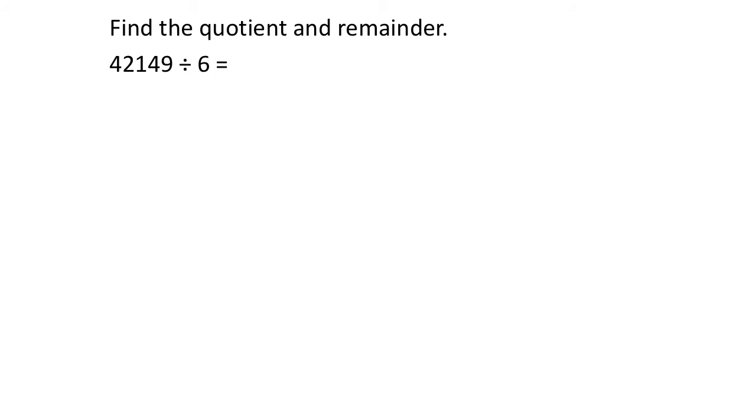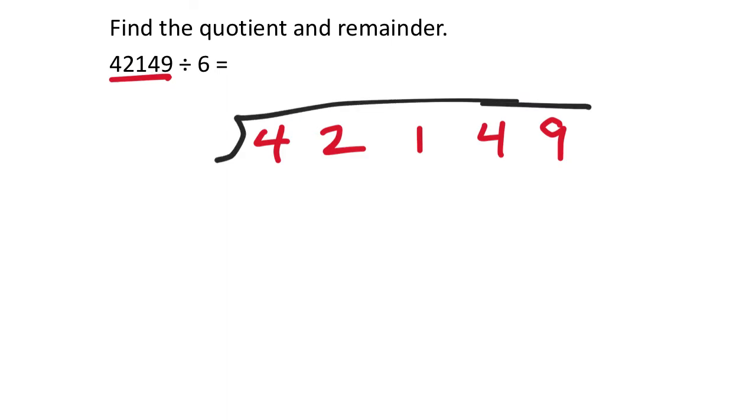All right, find this quotient and remainder. This is a bigger problem. It's a bigger number, right? 42,149. So let's go ahead and put this in. We got this is our dividend, the 42,149. And I know we've seen 6 before. That's okay. But we are dividing by this divisor 6.